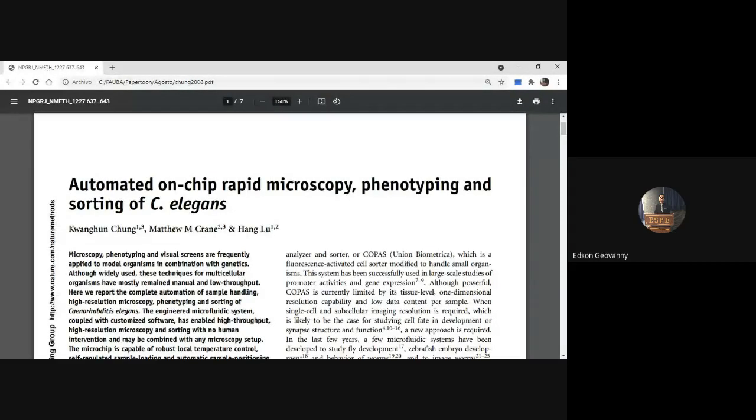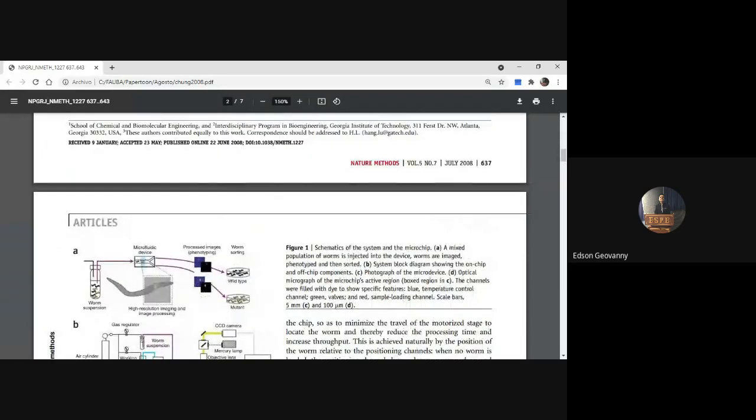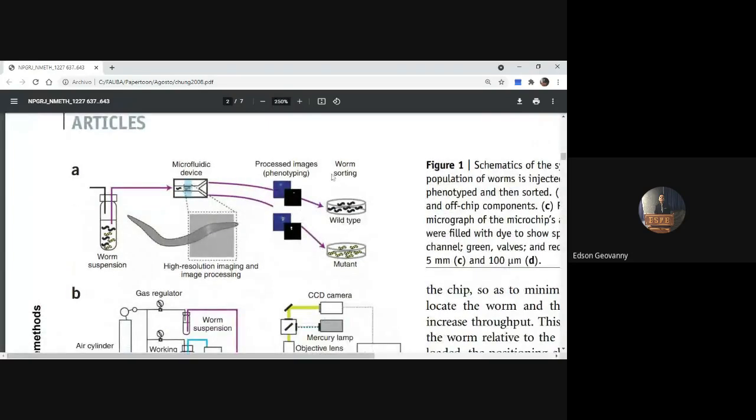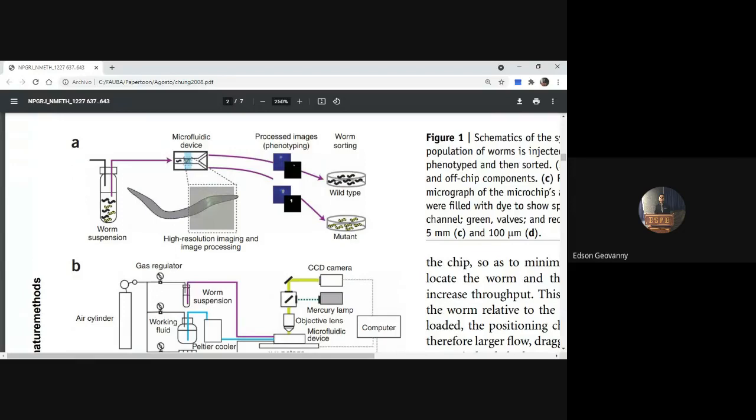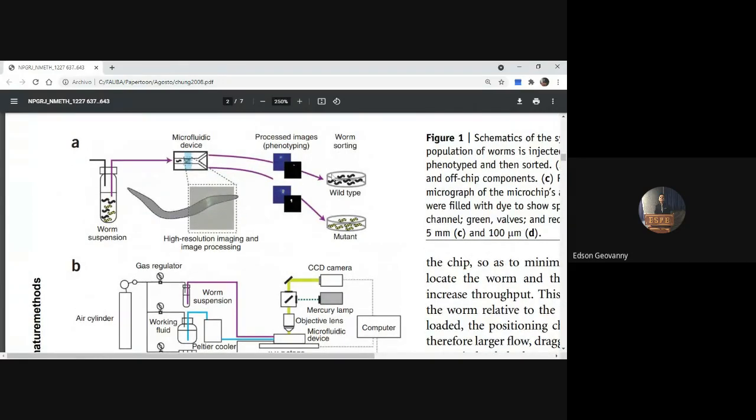Okay, this is my presentation: automated on-chip rapid microscopy phenotyping and sorting of C. elegans. In this article, microscopy phenotype visual screens are applied in combination with genetics. The microfluidic system has been designed together with software allowing high performance. The microchip is able to control the temperature, and the software integrates image acquisition and classifies the worms.